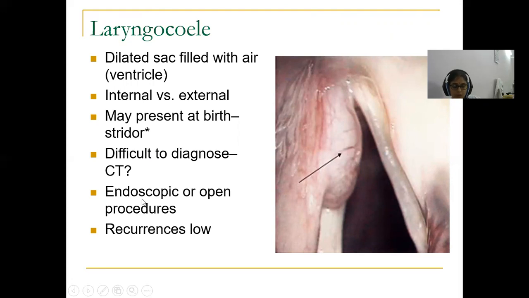How do you treat the condition? If it is a minor problem, if the child is asymptomatic, I would rather say to regularly follow up. If it is quite big, if there is an external component, you can do an open approach, or if it is an internal laryngocele and if it is quite big, you can do endoscopic marsupialization. So recurrence rate is quite low in this condition.